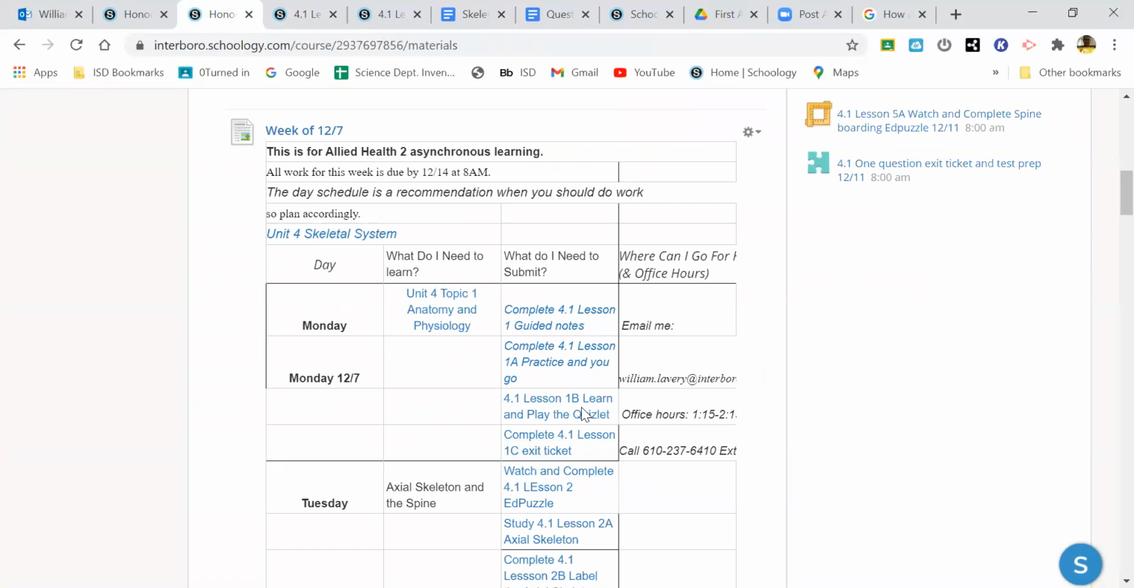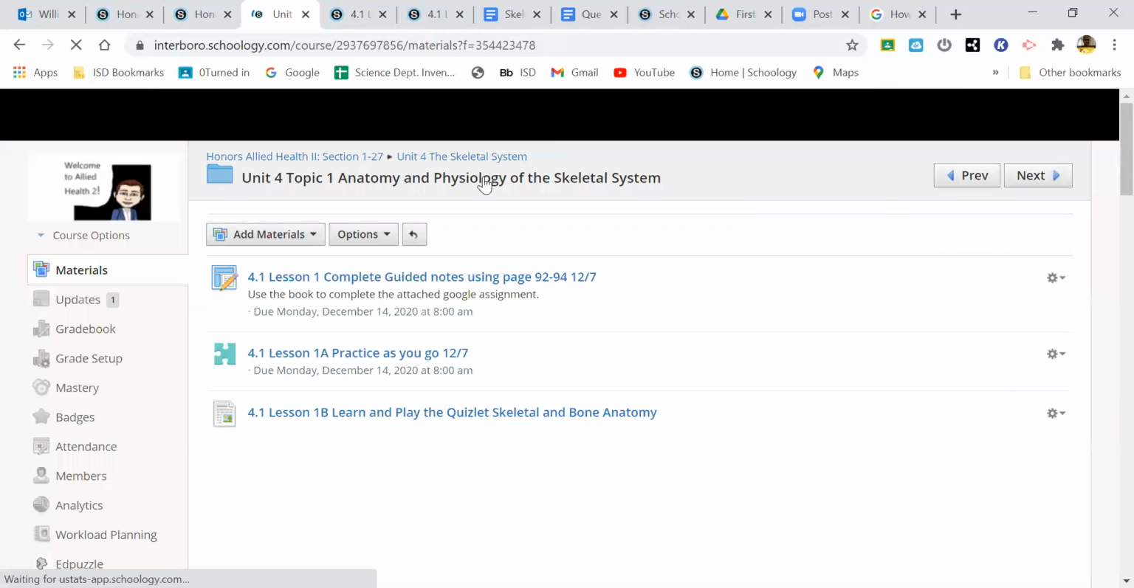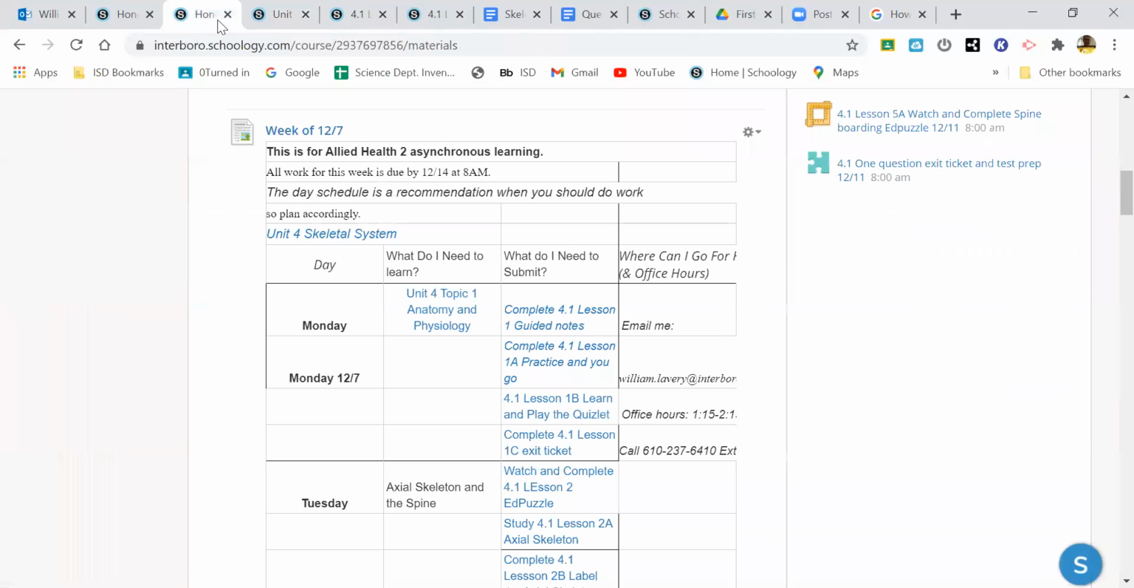I turned it in. All right, so there's a Quizlet that you could play with on your own time that goes through all these terms. And then there's an exit ticket for Monday, 12/7. You can do the exit ticket for 12/7. Joints are held together by, it's tendons, isn't it? Ligaments. Joints are held by ligaments. Okay. All right. So we want to go back to the week at a glance.